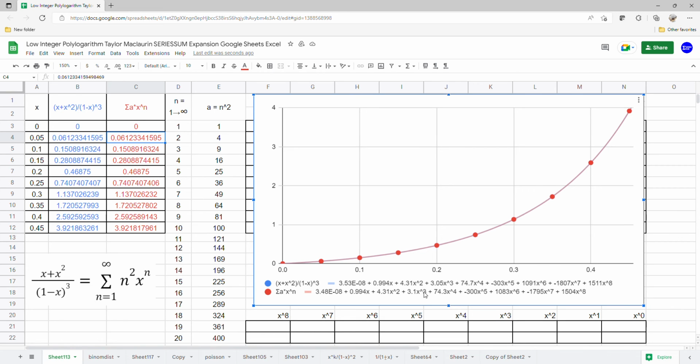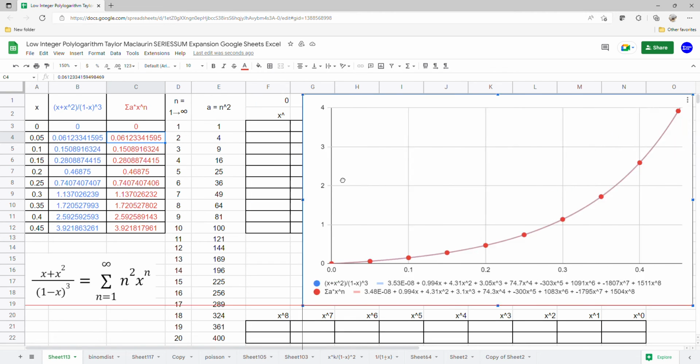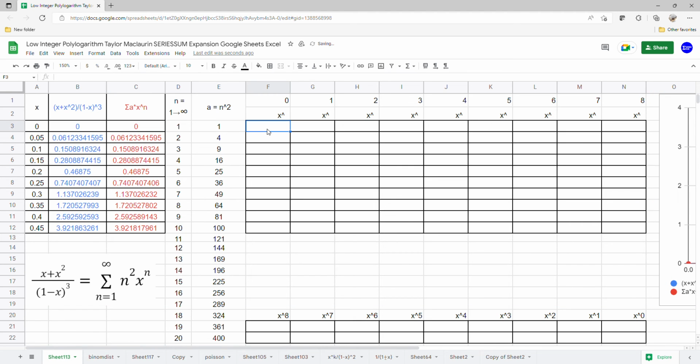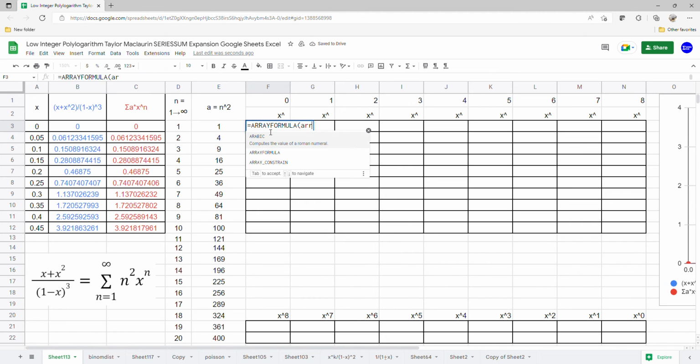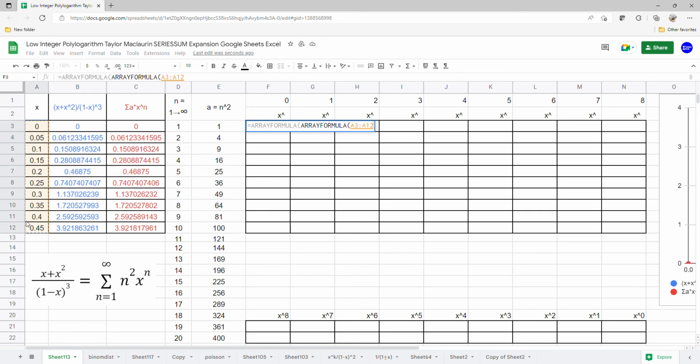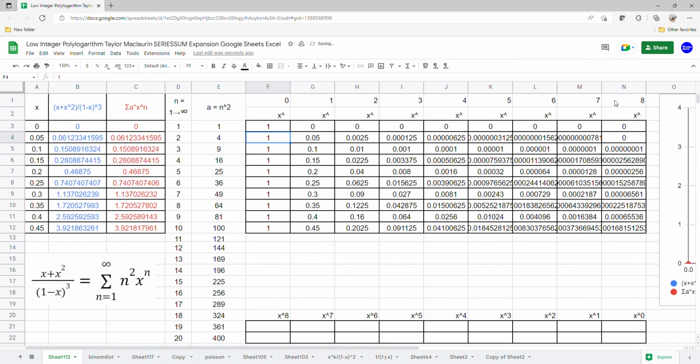Next, we calculate the polynomial regression coefficients using LINEST. To do that, we complete the LINEST matrix. So this is array formula of the x values raised to the power 0 to 8. And now we use LINEST data y and data x, and also LINEST data y and data x.